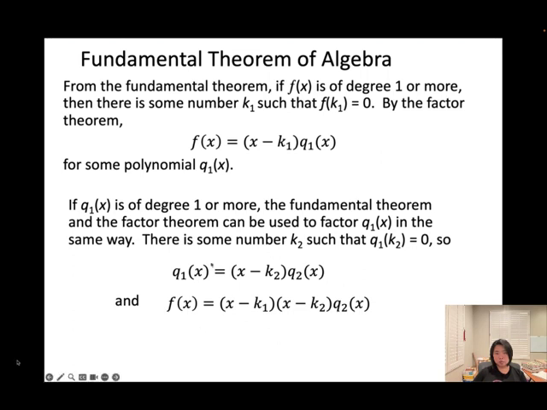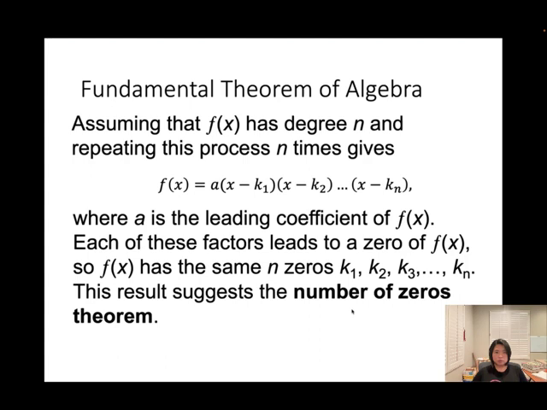Okay, so when we combine it together, your f of x equals a times (x minus k1) times (x minus k2) and then the quotient. So assuming that f of x has degree n, and repeating this process n times, this is going to be my function. We're going to keep factoring: x minus k1, x minus k2, until x minus kn. And the a will be the leading coefficient of function f of x.